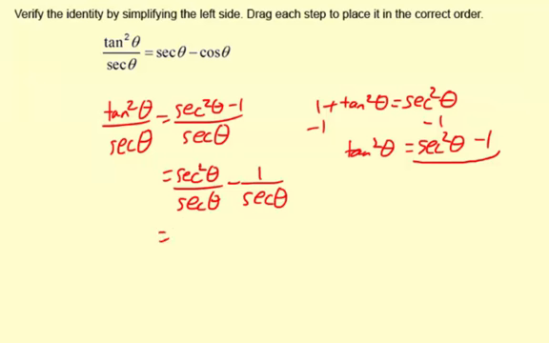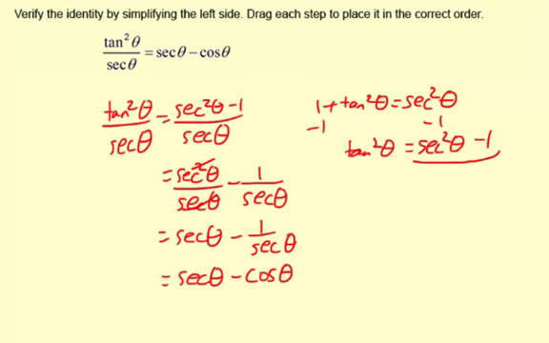Okay, my next step, I have a secant squared theta divided by secant theta. I can simplify that. Secant squared theta divided by secant theta is simply secant theta, then minus 1 over secant theta. Finally, I'm going to use a reciprocal identity because 1 over secant theta is cosine theta. So there we have it.